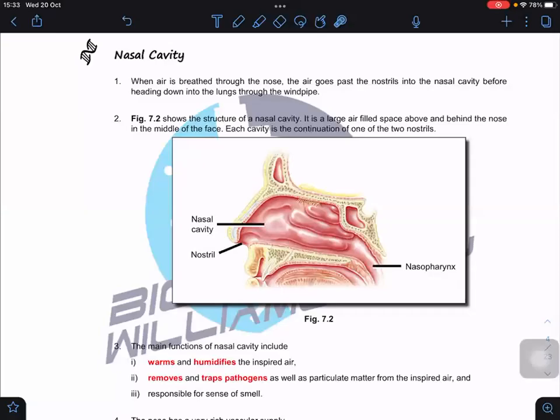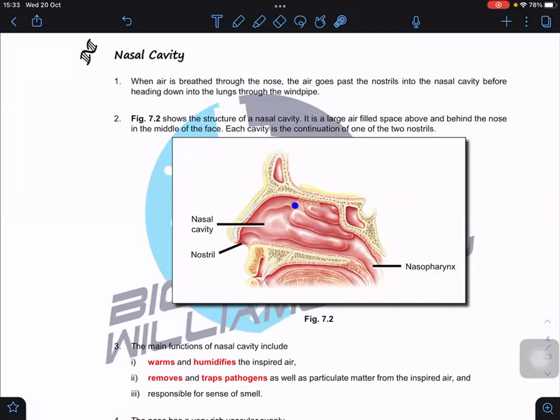Okay, look at this nasal cavity. When air is breathed through the nose, it goes past the nostril into the nasal cavity before heading down into the lung through our windpipe. So look at the structure of the nasal cavity. We have the nostril, and then we have the nasal cavity.